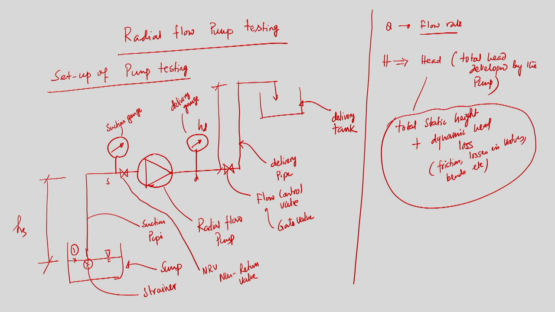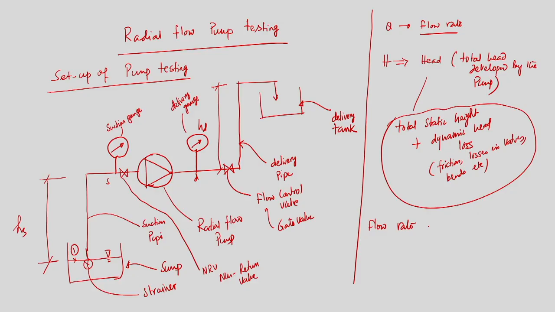Now, I can measure flow rate whenever the pump is discharging. I know the pump is delivering this amount of head, which I can obtain from the delivery gauge reading and suction gauge reading; that is, delivery gauge reading minus suction gauge reading is the total head being developed by the pump. Then, for that head, what is the flow rate? So, I can measure flow rate Q. Whenever the pump is discharging, I can pass that water through a flow measuring device, that is, a V notch.